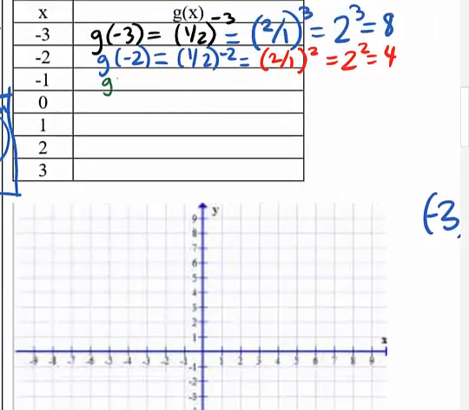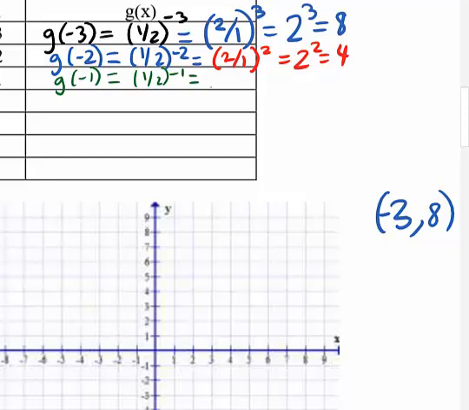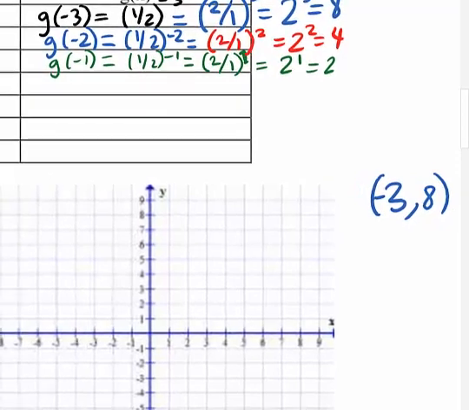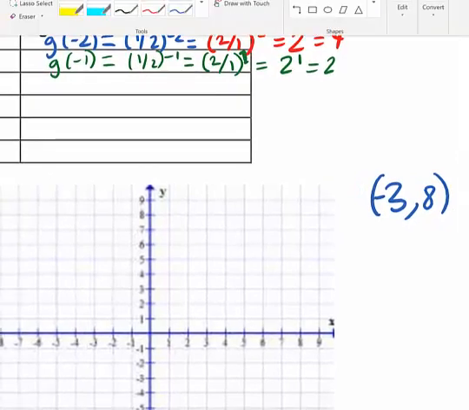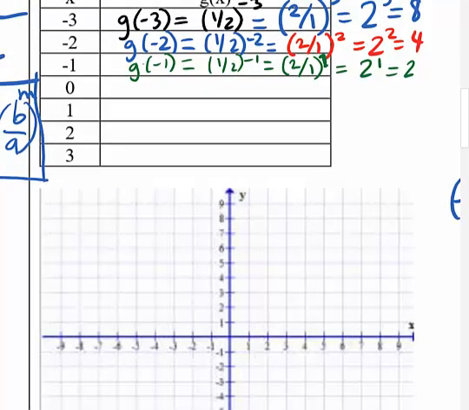Let me try the next guy. Negative 1 going in there. That's 1 half to the negative 1 power, which is like the last one. I'm going to flip it upside down and make it 2 over 1 instead of 1 over 2. Now it's to the positive 1 power. So it's really just 2 to the 1 power, or 2. All right, and then I think from here it gets a little easier, because the negative powers are pretty difficult.